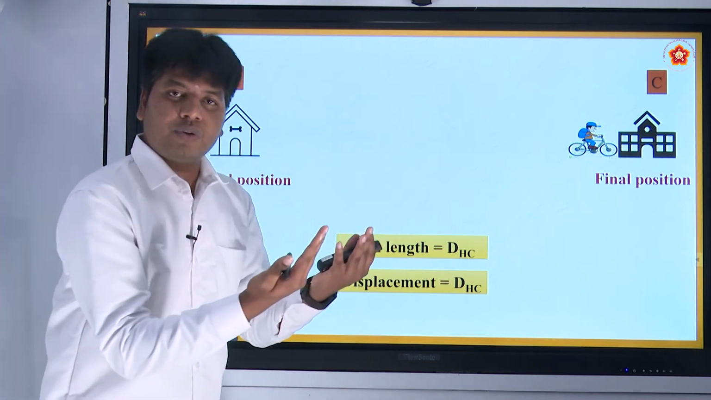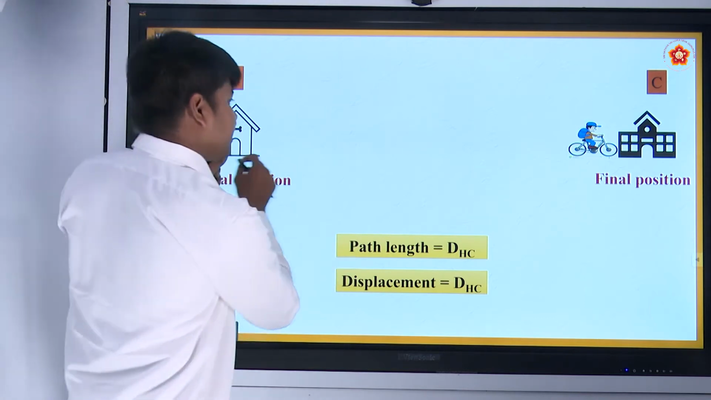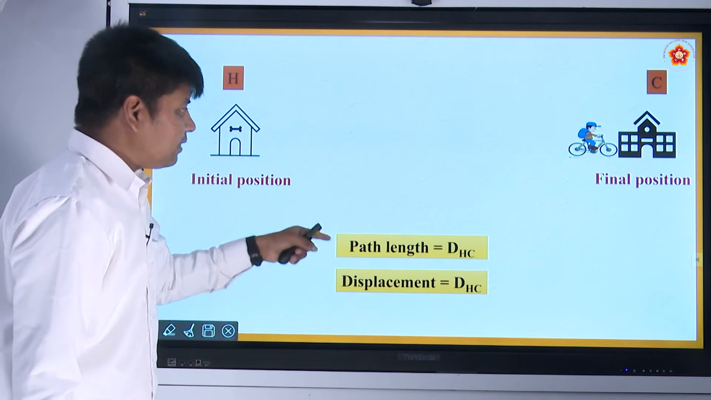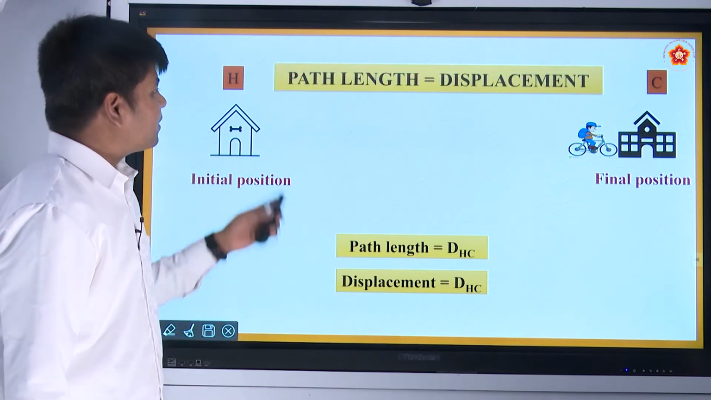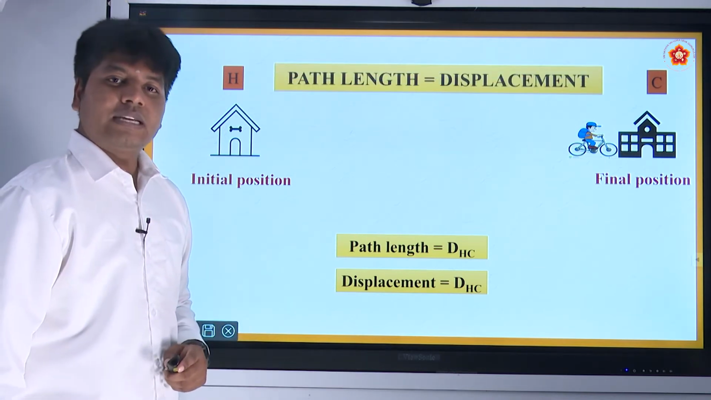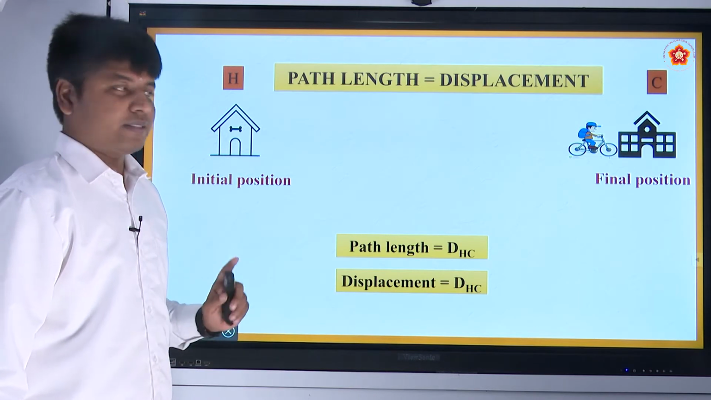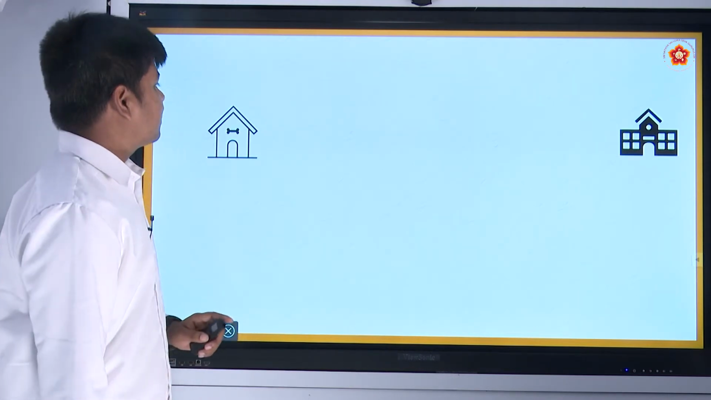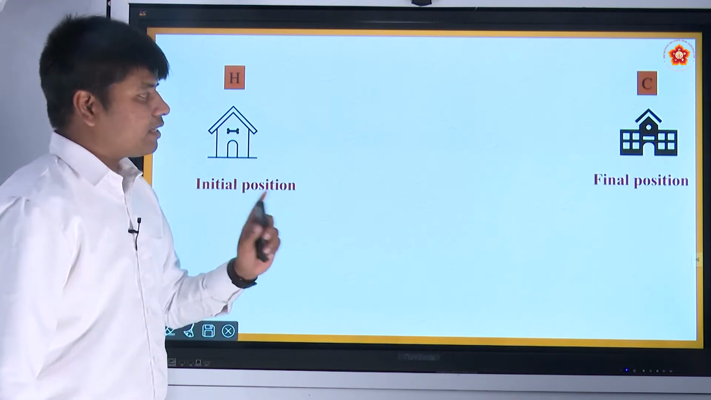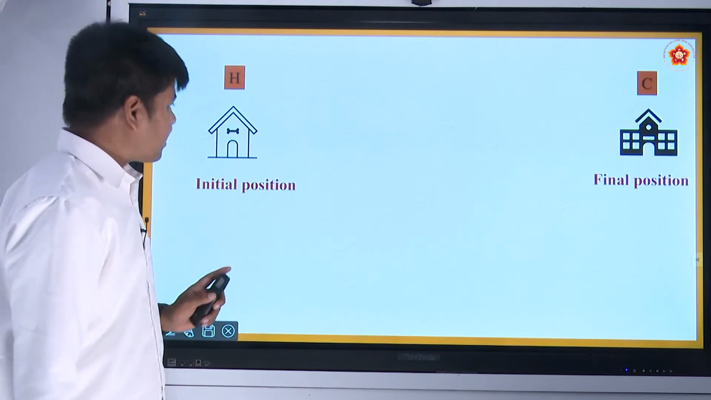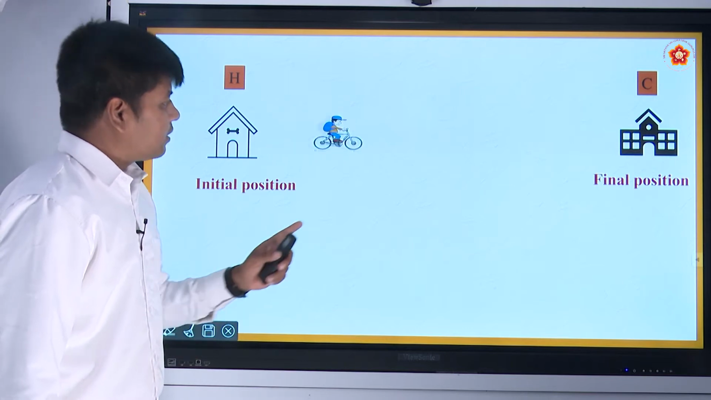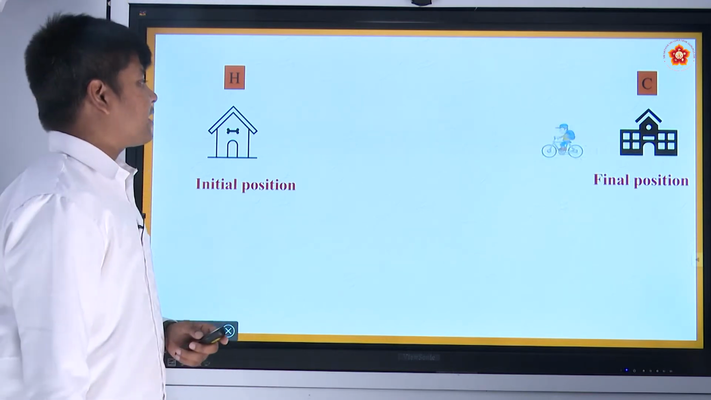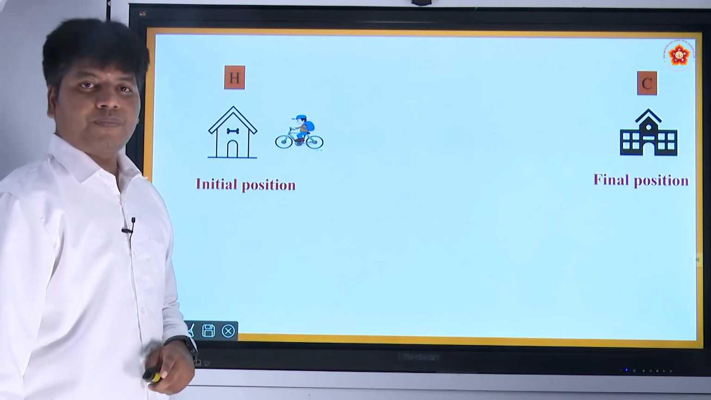How will you know the change in position? Just draw a line between them. The shortest distance will be your displacement. So in this case, path length equals displacement. Alright, let us see one more case. Again, initial position, that is final position. Now you started from your house, went to your college. After college, you came back again to your house.